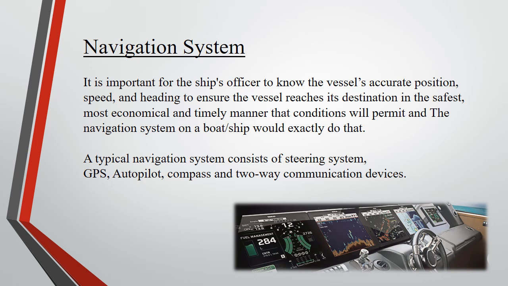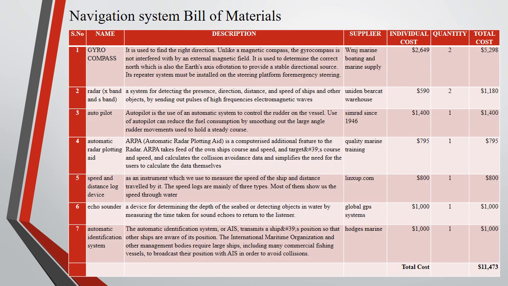Next up, we have the important navigation system, wherein the vessel's officer needs to know the accurate position of the vessel, which can be achieved by a good navigation system. These are the components required for a good navigation system, and this was produced by Vardhan Raj, starting off with the gyro compass down to the AIS, the Automatic Identification System, and the total cost for all the materials you see on the table came down to be $11,473.